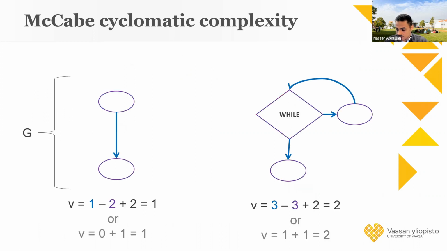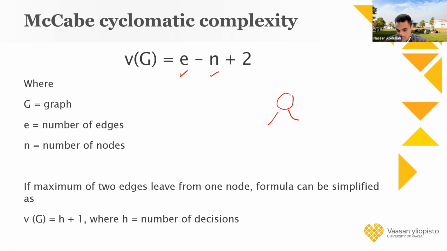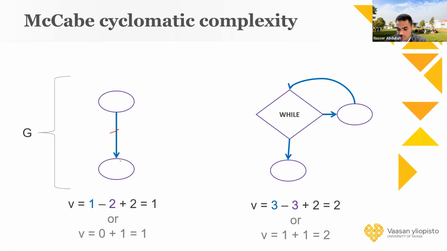So here is an example. First is the number of edges. We have 1 edge and 2 nodes, so 1 minus 2 plus 2. So the complexity is 1. Here we have 3 edges and also 3 nodes. So 3 minus 3 plus 2. This is using the first formula. We calculated it here.